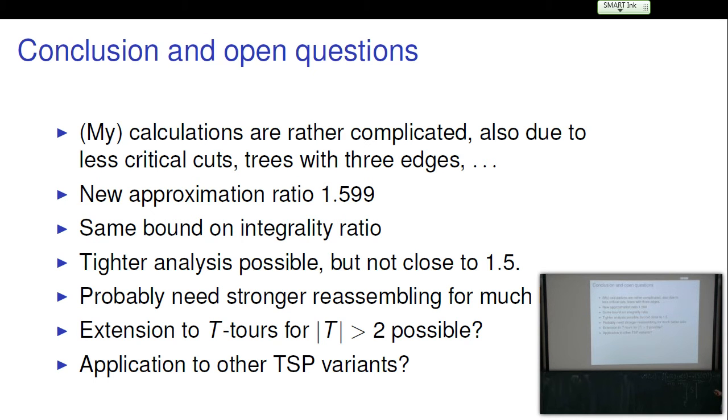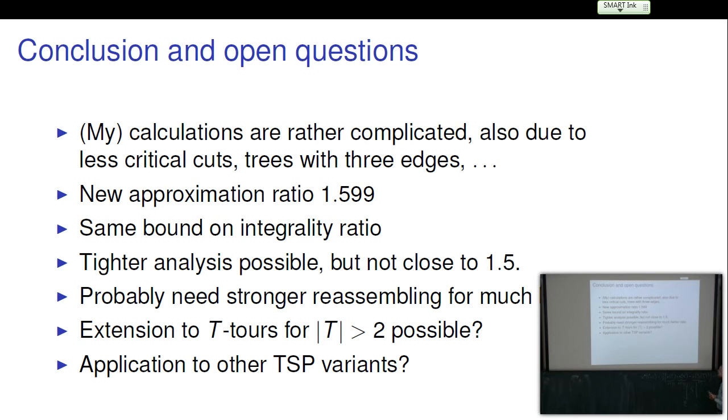A very natural question is, this was for ST path. The previous algorithms worked for T tours, where T specifies which vertices must have odd degree, and all the others even degree. So if T has exactly two elements, this is ST path. If the previous algorithm worked with the same analysis for larger T, here I'm not so sure. The narrow cuts don't form a chain anymore. There are some differences, and it may still work, but I'm not sure whether it does.